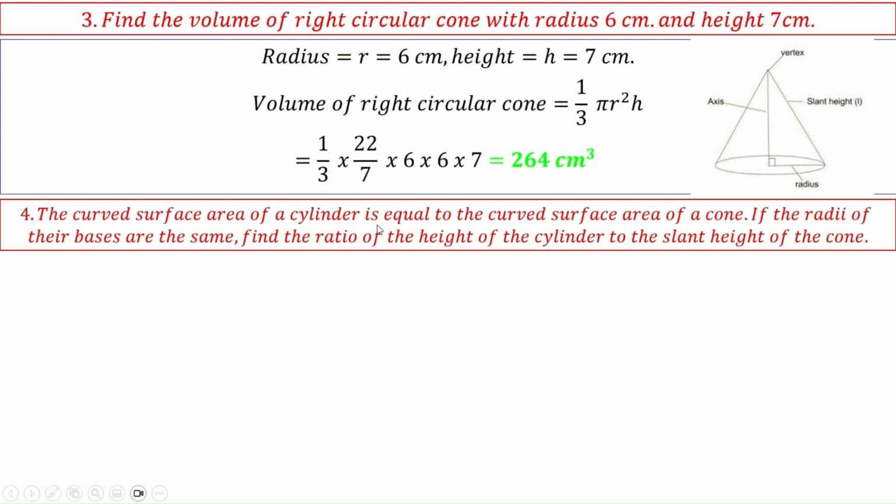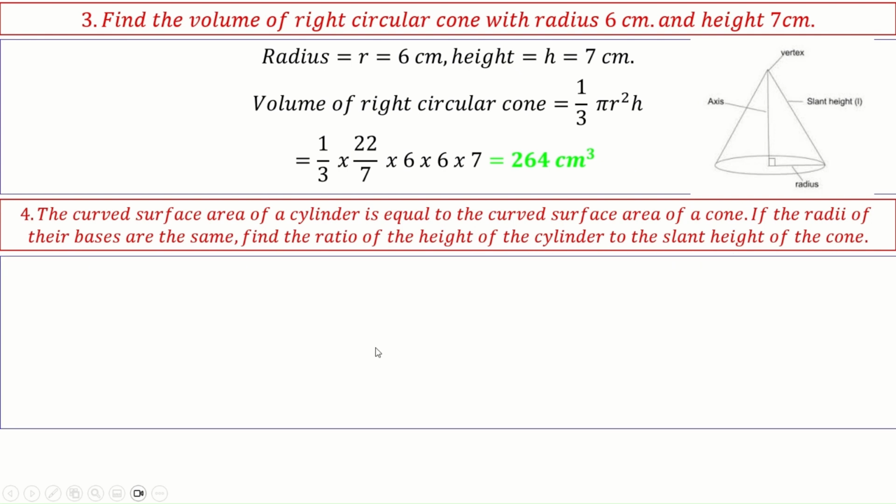Curved surface area of a cylinder is equal to the curved surface area of a cone. Okay. If the radii of both of their bases are the same, find the ratio of height of the cylinder to the slant height of the cone. Okay.